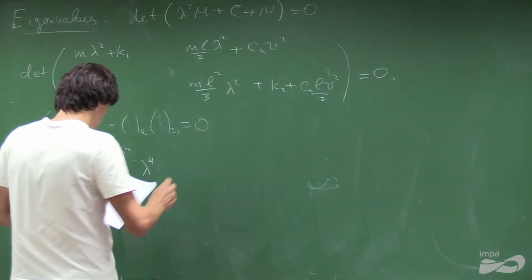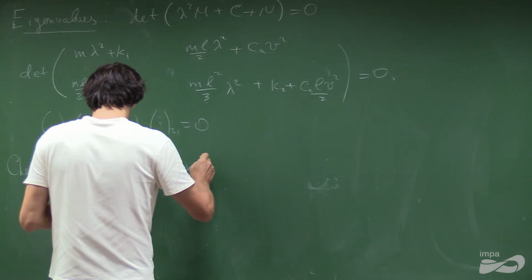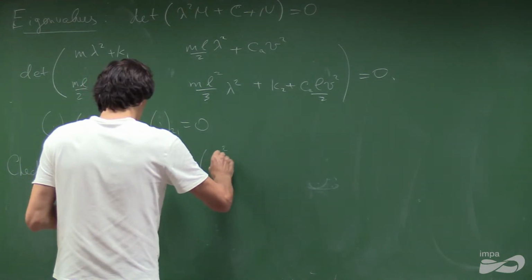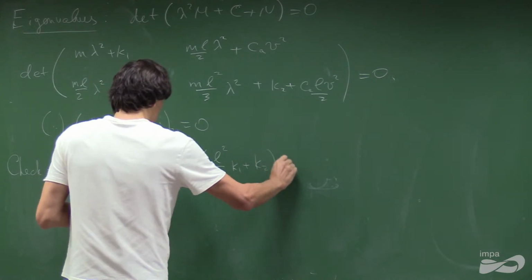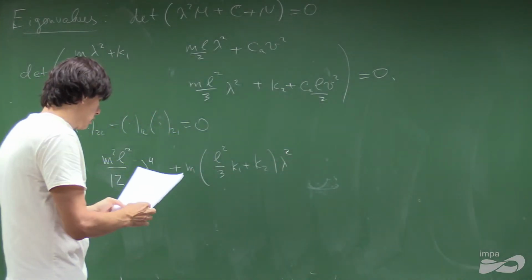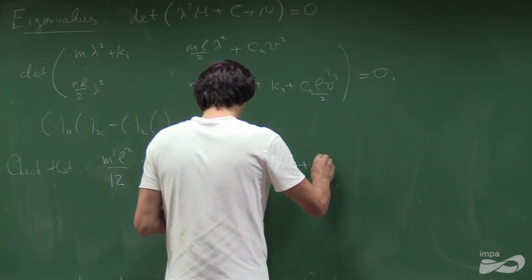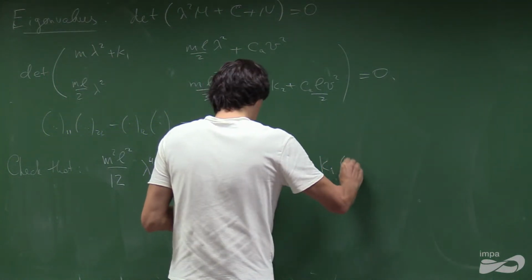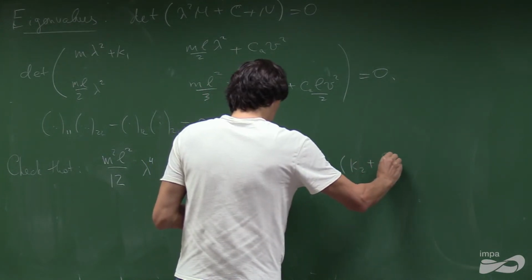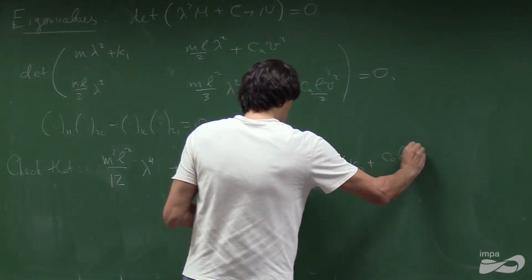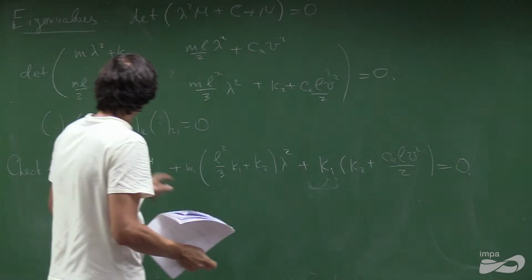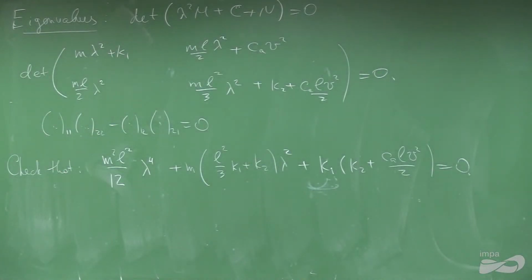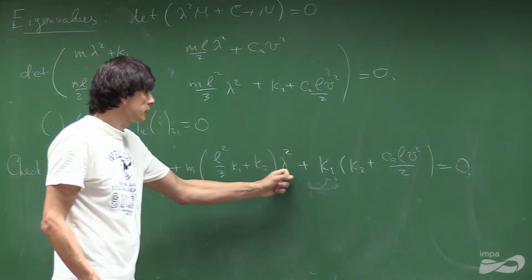And then there will be a term which is proportional to lambda squared. And then there will be the final term. You can check that this is what you get after you open the product. And then you solve this quadratic equation. So it's quadratic in lambda squared.